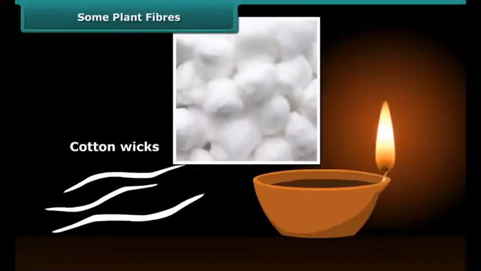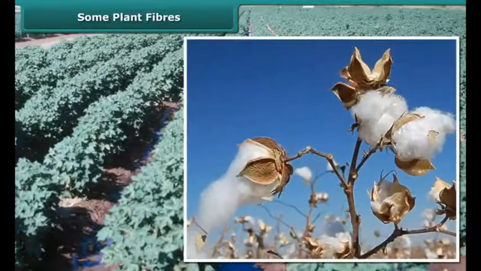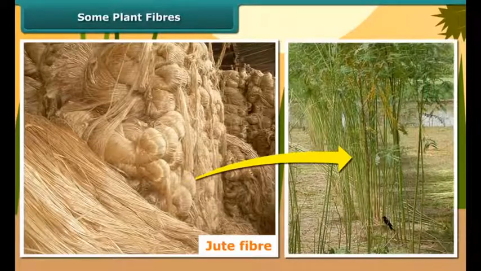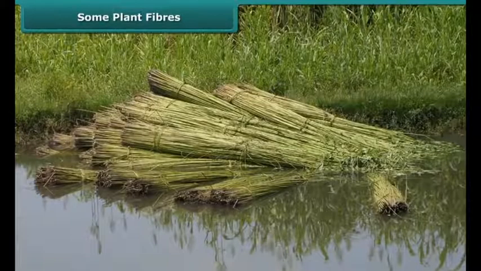Some plant fibers. Have you ever made wicks of earthen lamps during the Diwali festival or on other occasions? Do you know that they are made up of cotton? This cotton is obtained from cotton plants which are grown at places having black soil and warm climate. The fruits of the cotton plant, after maturing, burst open and seed-covered cotton is obtained.